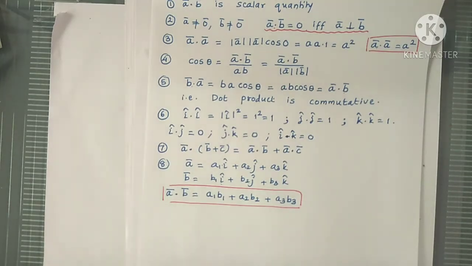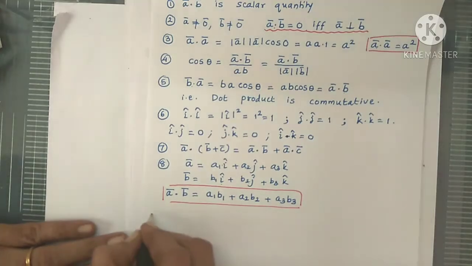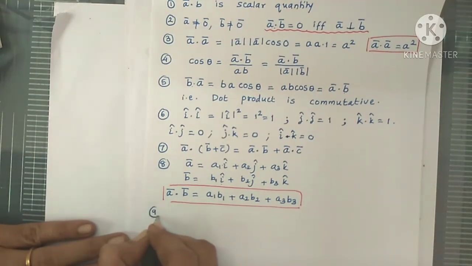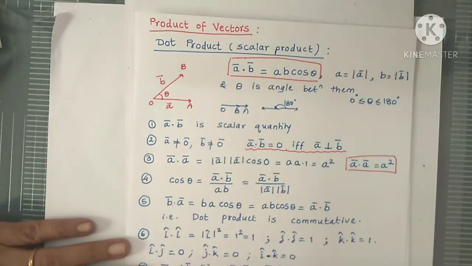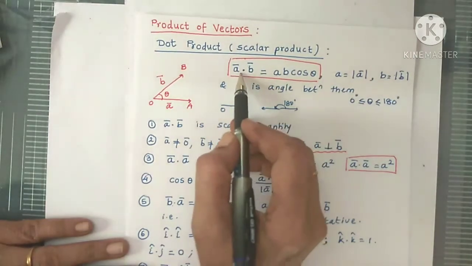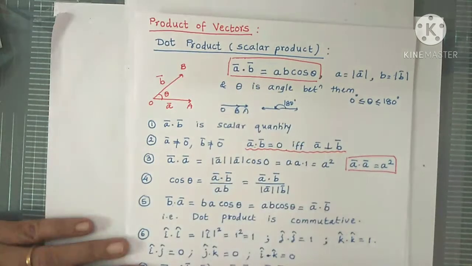Okay, this one is one property. Let's study one more property, that is, if we consider a bar dot b bar and consider its sign, for example, if a bar dot b bar is positive, that means what?